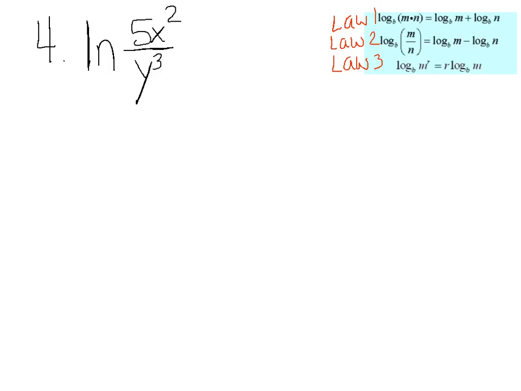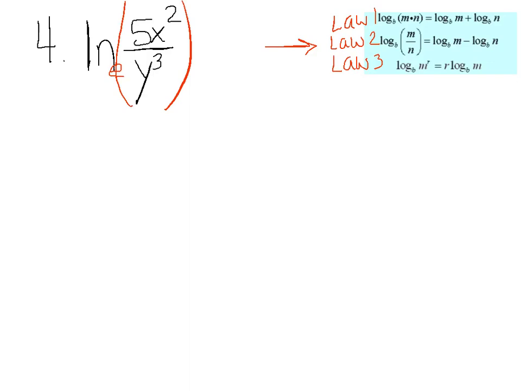Example 4. I have the ln of, I'll put some parentheses there, 5x squared over y cubed. Now, this is the first time we're saying divided by. I've got 5x squared divided by y cubed. So this is the first time we're actually going to use law 2. Now, ln, we said, is very similar to log. Ln is that natural log. Its base, this time, is no longer 10. When you see an ln, it has a base of e. So let's go ahead and put our base e in there.